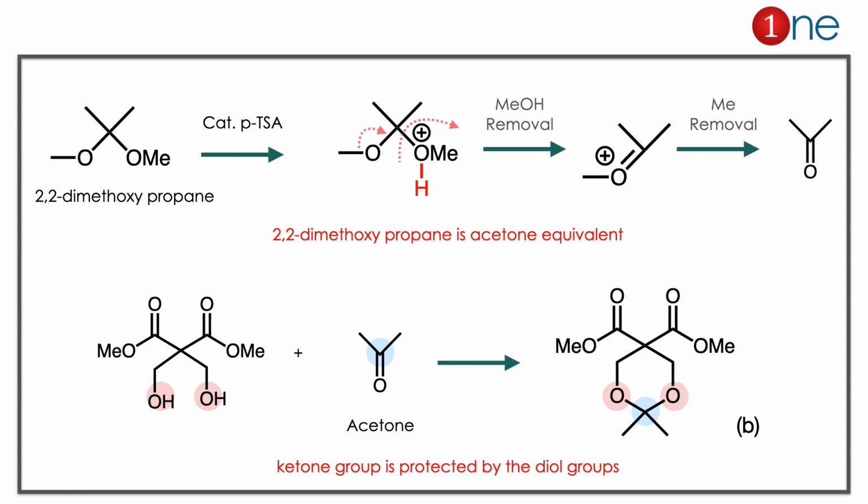Normally the alcohol is used to protect the ketone because of stable 6-member ring formation here. So acetone is protected by alcohol. That is the meaningful reaction here. So the answer is clearly B. Here you have to learn 2 important things. One is that 2,2-dimethoxypropane is an acetone equivalent. Second thing is that ketone is protected by a diol group. That's why here you have 6-member ring formation.